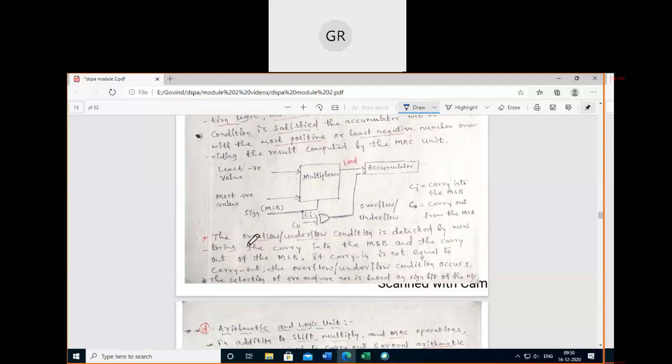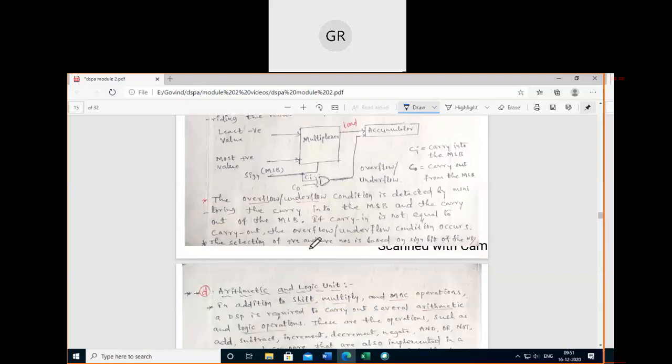The overflow/underflow condition is detected by monitoring the carry into the MSB and the carry out of the MSB. If carry in is not equal to carry out, the overflow or underflow condition occurs. Just remember, carry in is not equal to C0. The selection of the positive or negative number is based on the sign bit of the number.